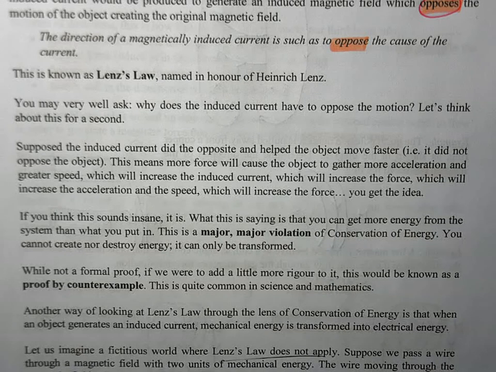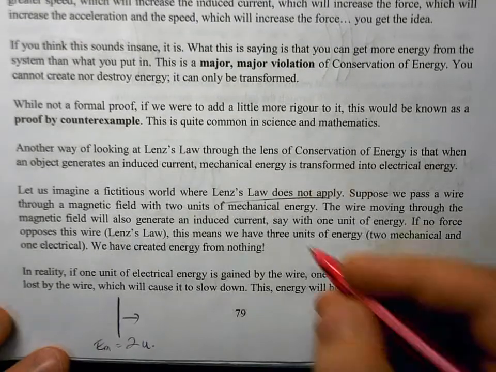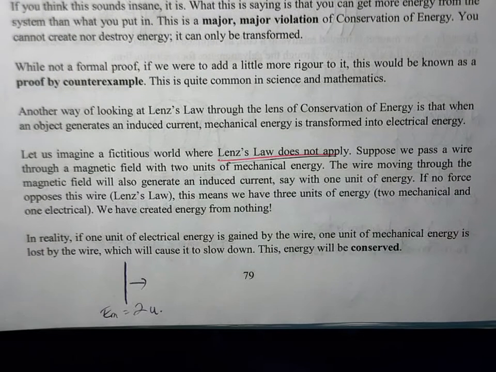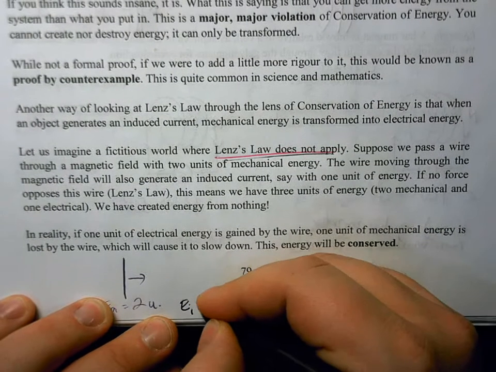Another way I want to just talk about Lenz's law, why current has to oppose the motion. I want to look at this through the context of, we'll call it a bit of a proof by counterexample. It's not very rigorous, but hopefully it helps highlight the idea of what's going on. So again, we're going to imagine this fictitious world where Lenz's law does not apply. And we're going to pass this wire through a magnetic field. We're going to pass it through with 2 units of mechanical energy. Now in this case, with the wire moving through the magnetic field and generating this induced current, we're going to say that the induced current that happens to be generated is going to be 1 unit of energy.